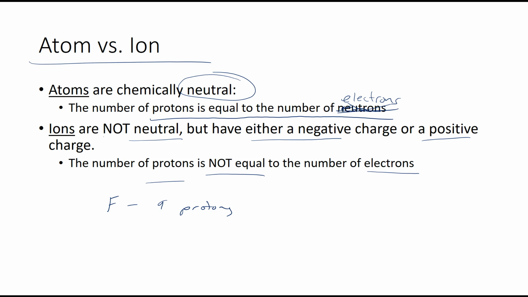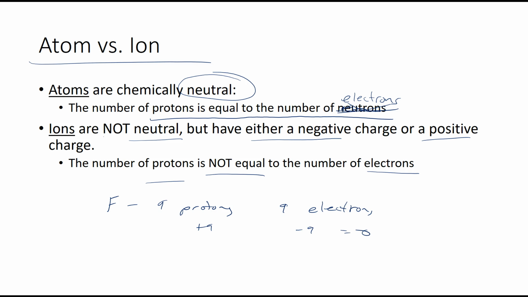So fluorine has 9 protons, because if it doesn't have 9 protons, it's not fluorine, right? So now, if fluorine is to be neutral, it would also need to have 9 electrons, because a +9 and a -9 equals 0, right?